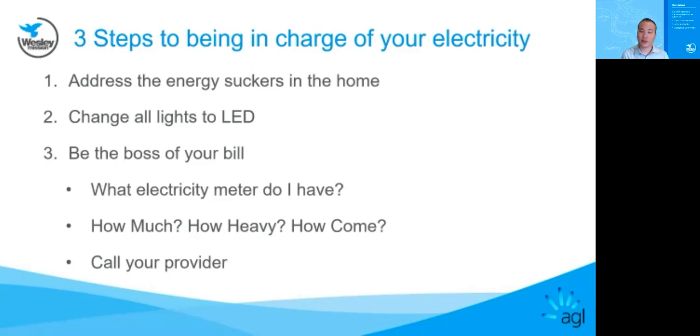When you look at your bills, whether it's electricity or your phone bill or anything else, think, how much do I owe? How heavy is my usage? And how come? Why is it that the way it is? Is it a change in your circumstance at home, or is it because of the specific plan that you are on? And then finally, call your provider.